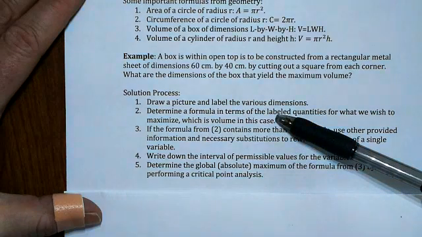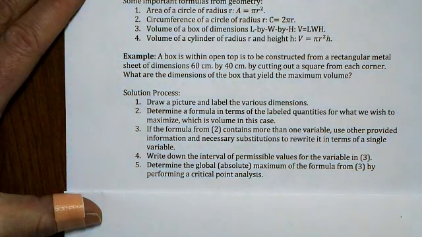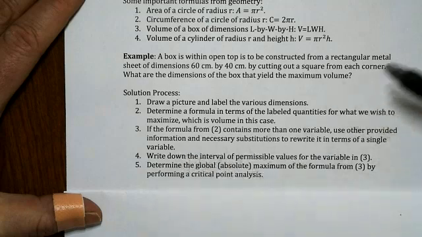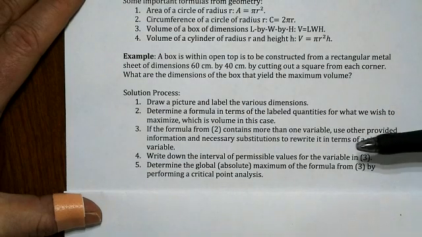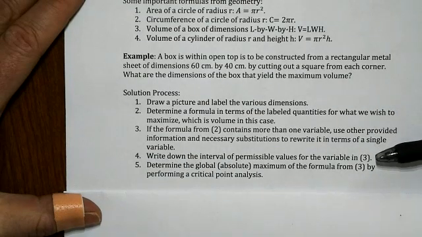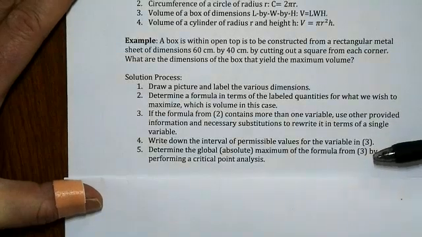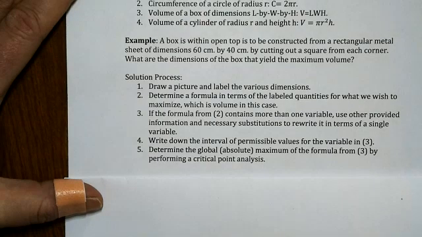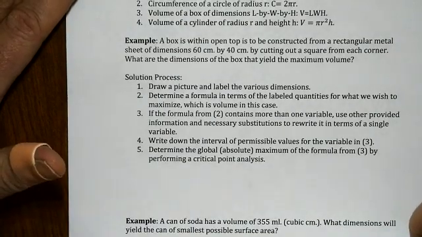If the formula from this part contains more than one variable, then we use other provided information and necessary substitutions to rewrite it in terms of a single variable. That's important, a single variable. And then we write down the interval of permissible values for the variable that makes sense for the problem situation. And then lastly, we determine the global or absolute maximum of the formula from 3 by performing the critical point analysis, the type of which we've done in section 4.1.